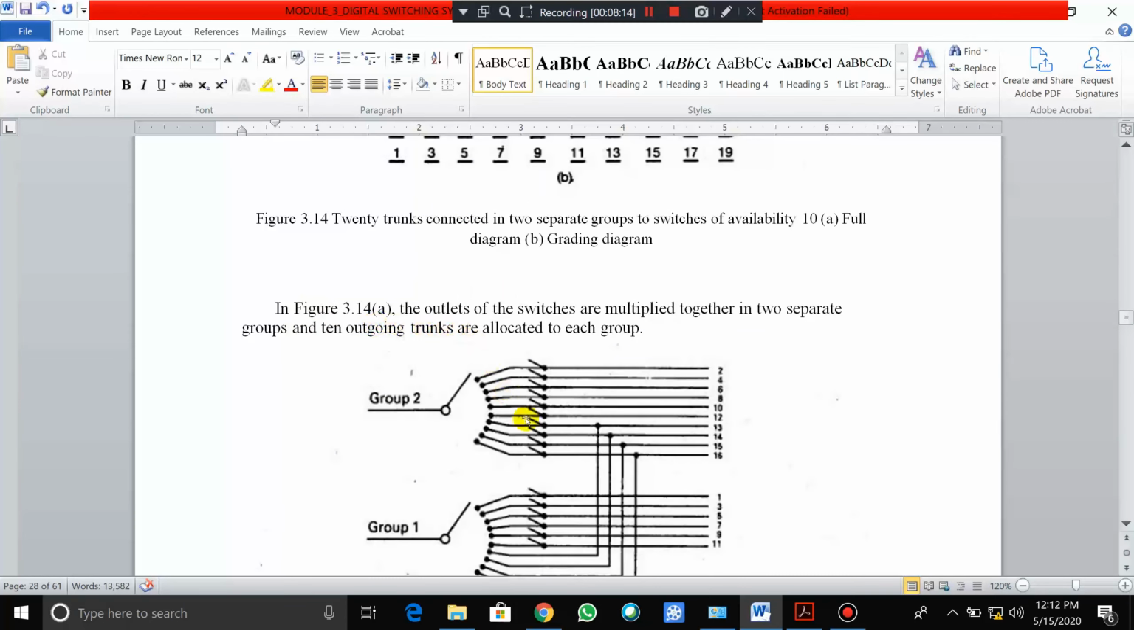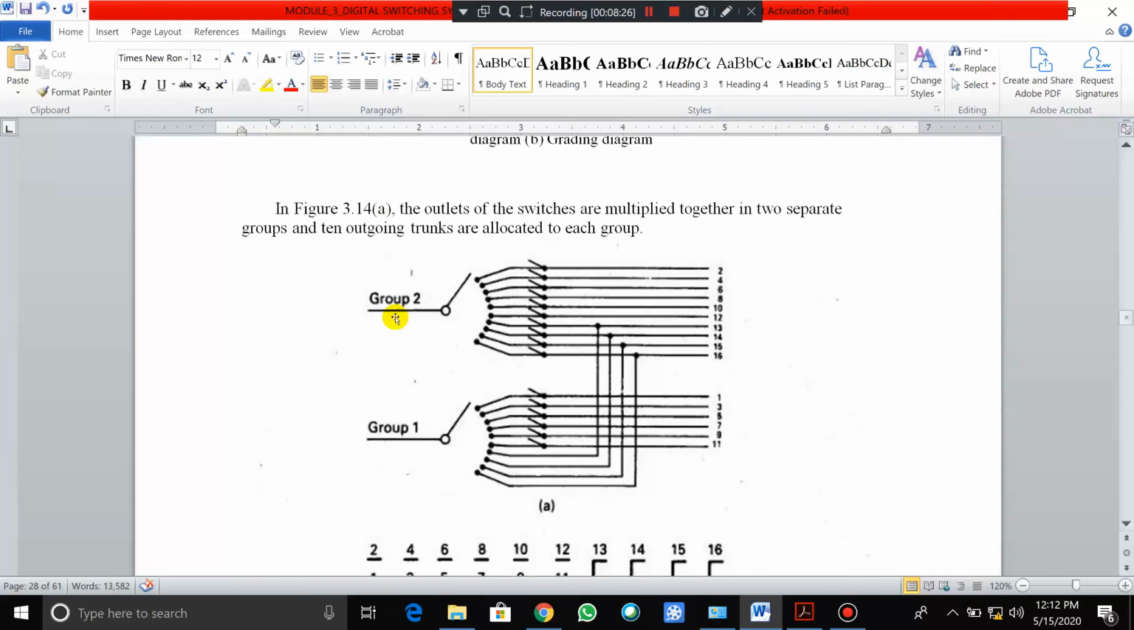In this diagram we can see that the outlets of the switches are multiplied together in two separate groups, and 10 outgoing trunks are allocated. So group 1, group 2. Here again we have even numbered trunks, here odd numbered trunks, but here 13, 15, 17, 19. Again they are interconnected here, as I said. That means they are multiplexed.